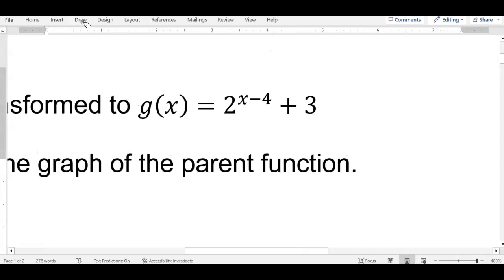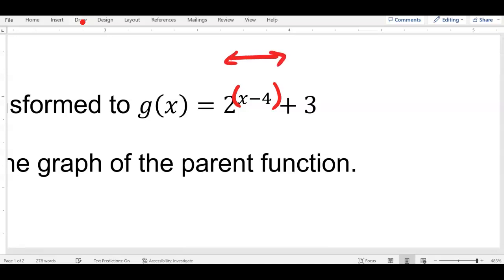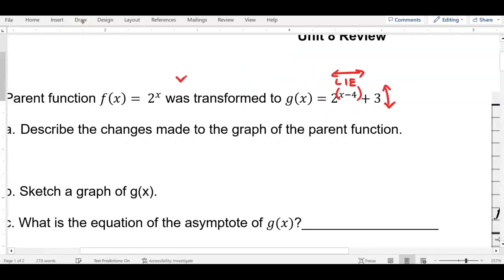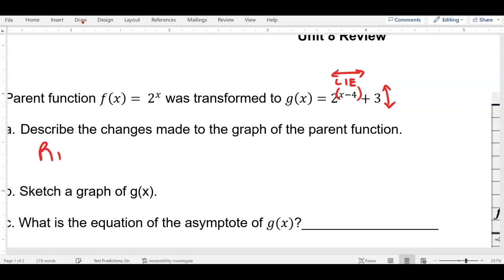Remember, if it's up here in the exponent, it's horizontal and it's a lie. If it's out here, this is vertical, no lie. So when I see minus 4, since it's a lie, it's really a plus 4. That means it's going horizontally to the right 4. And then this is vertical, no lie, so plus 3 is up 3.